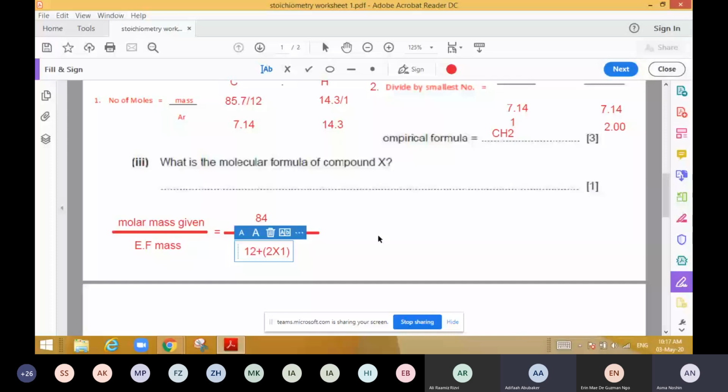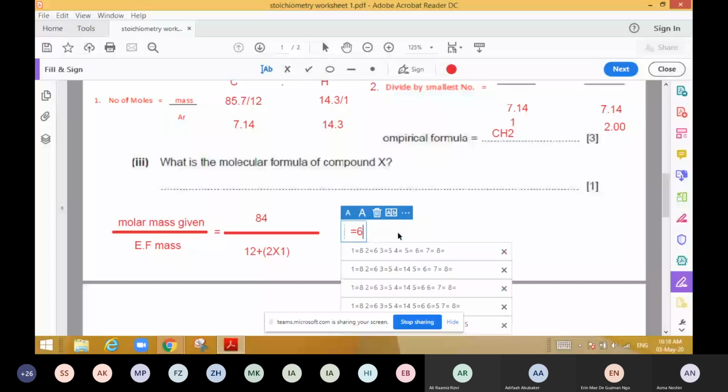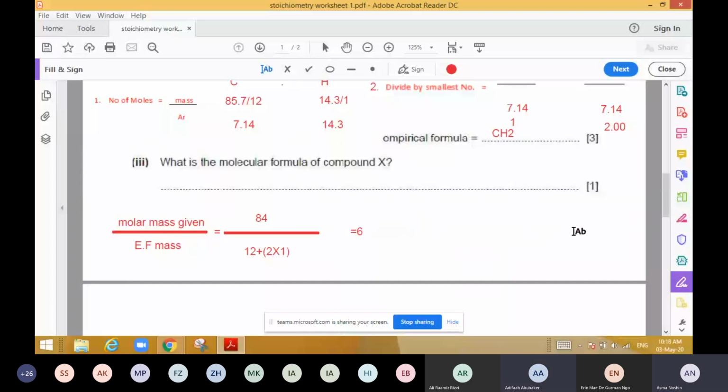Okay. So now what will be your calculation? 84 divided by 14. What is your answer coming? 6. So over here we got 6. Then we have to multiply the empirical formula by 6, so you get C6H12. Okay, fine, good. So you will get C6H12 in this way.